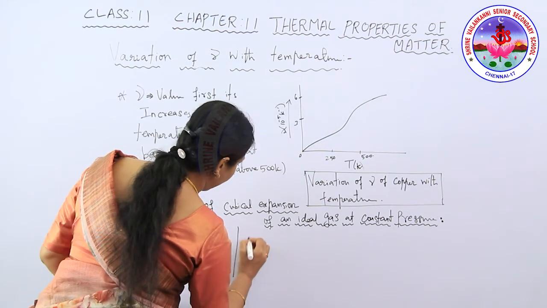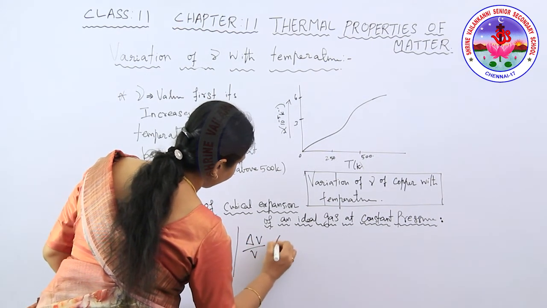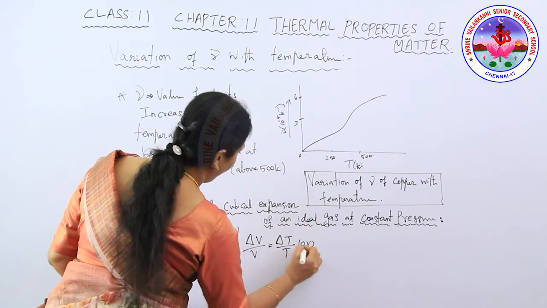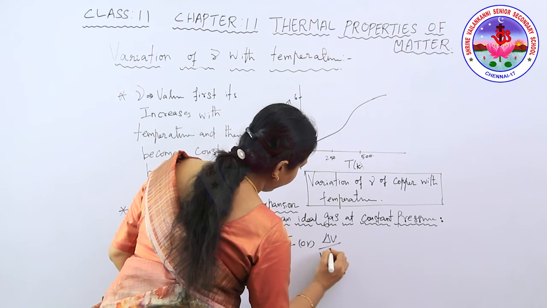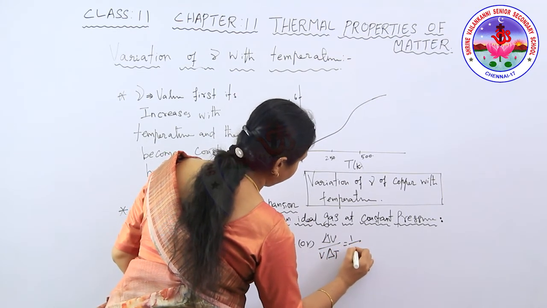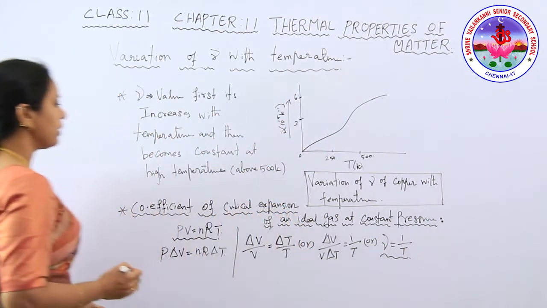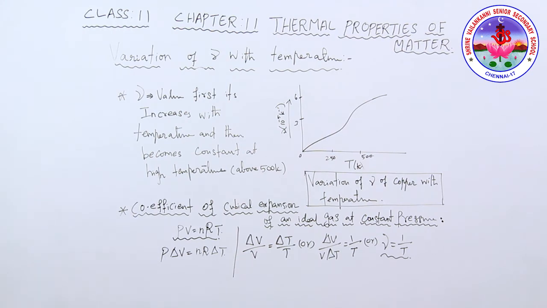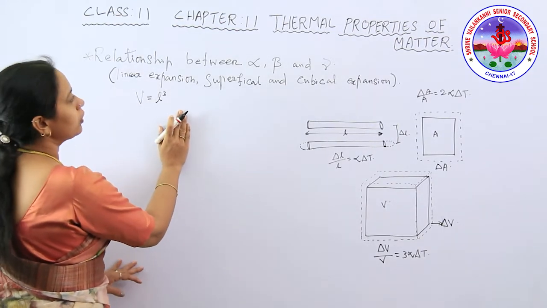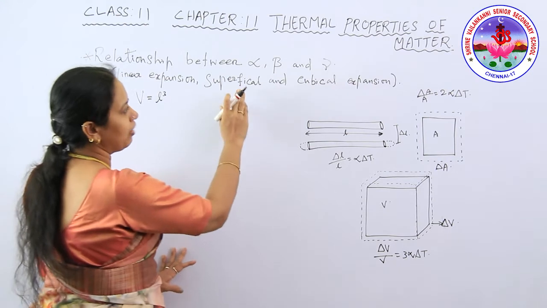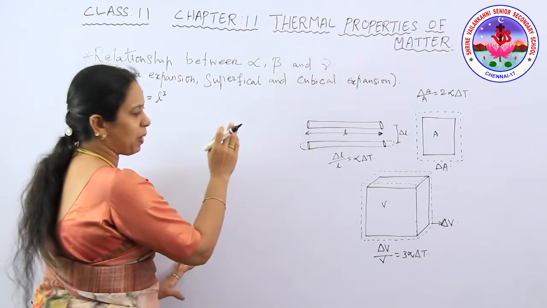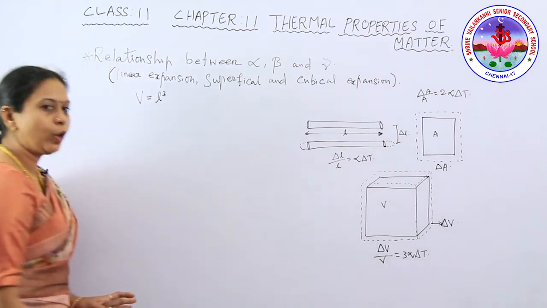So del V. P del V is equal to nR del T. Right? Or else we can write del V by V is equal to del T by T. Or del V by V into del T is equal to 1 by T. Or we can write gamma is equal to 1 by T. So from the expression, you may understand that for the ideal gas, the coefficient of volume expansion decreases with increase in temperature. Through this expression, we are going to learn about the relationship between alpha, beta and gamma. That means the linear expansion, superficial expansion and the cubical expansion.